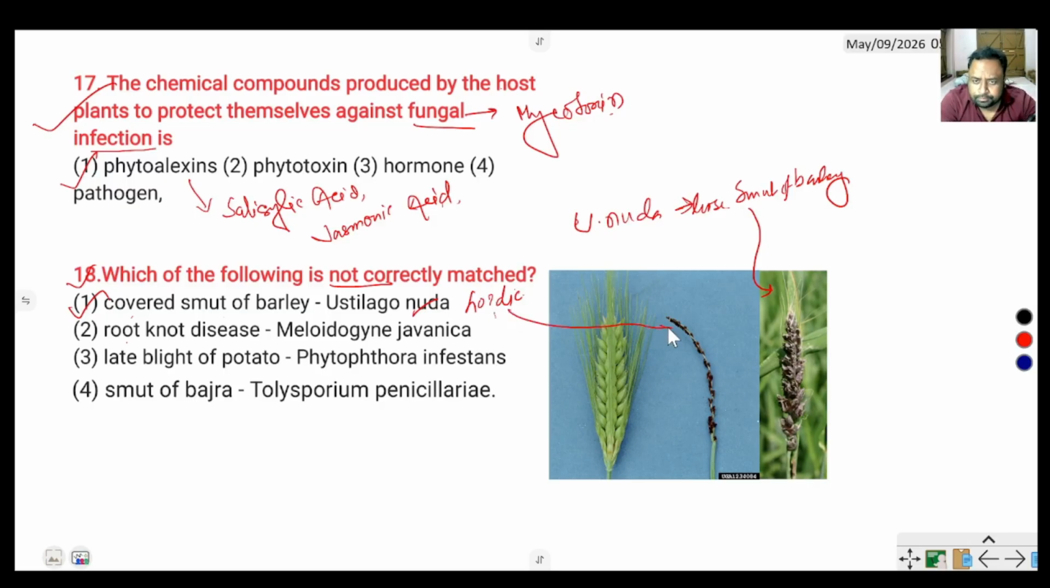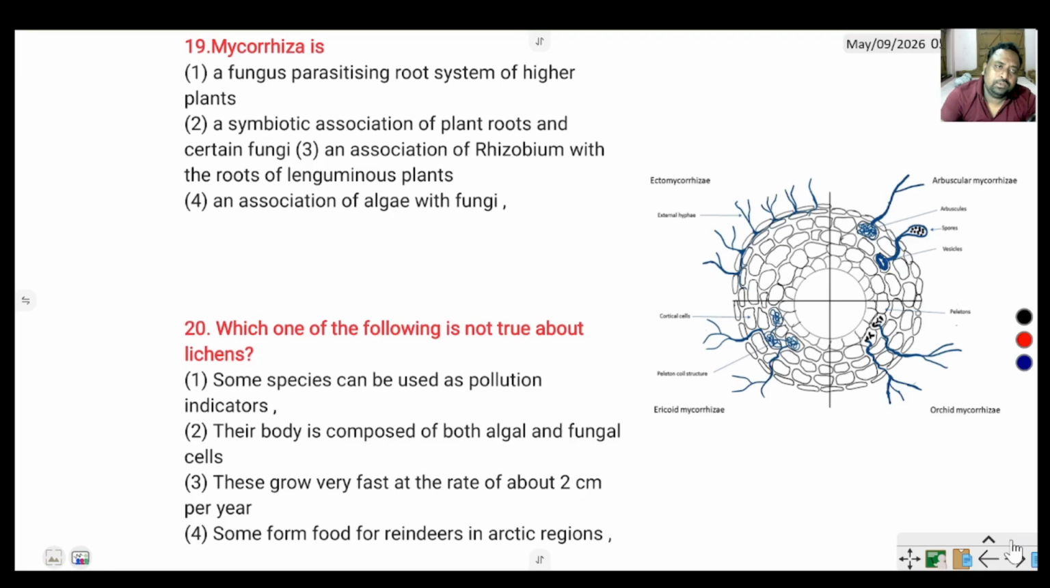Question number 19 says mycorrhiza. Myco means fungus and rhiza means root. So fungus and the higher plant roots show a symbiotic relationship. This is the root of the higher plant, and this is the blue color mycorrhiza. Sometimes mycorrhiza is present on the outer surface of the root, and sometimes they enter and produce arbuscles. It's called vesicular arbuscular mycorrhiza.